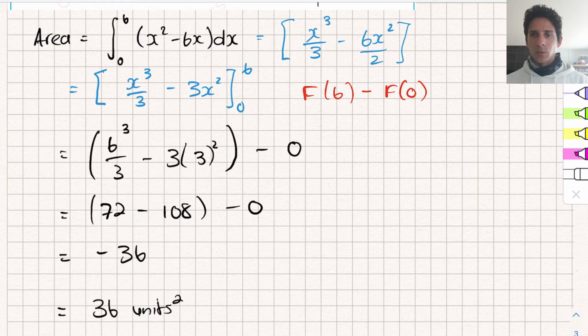So that's where it's important that you read the question. If it asked you just for the integral between 0 and 6, in other words, the signed area, the total displacement, it would have been negative 36. But they're asking us for the area, in other words, the total distance traveled if we were talking about velocity, okay?